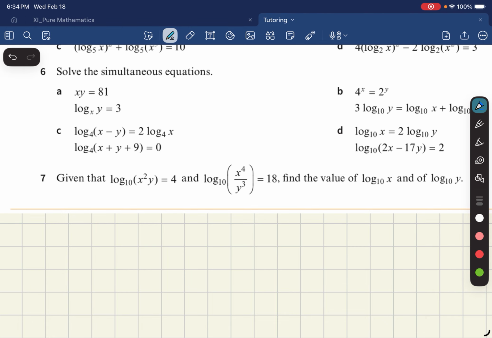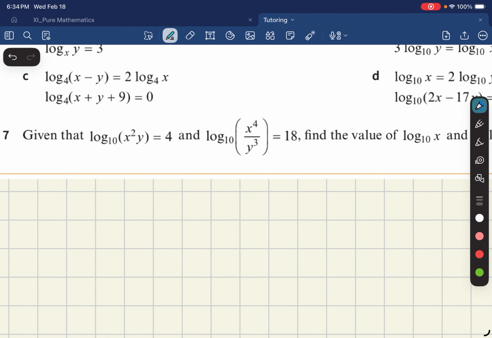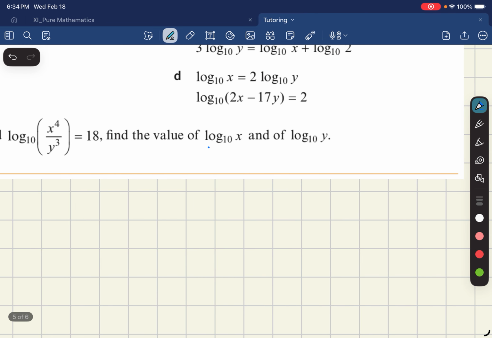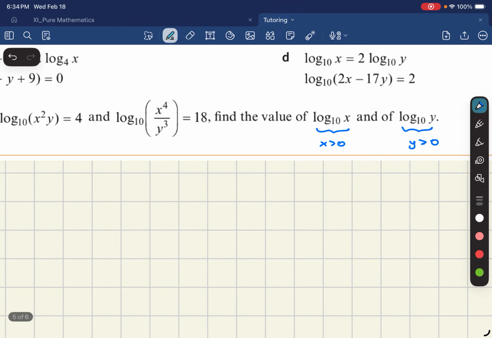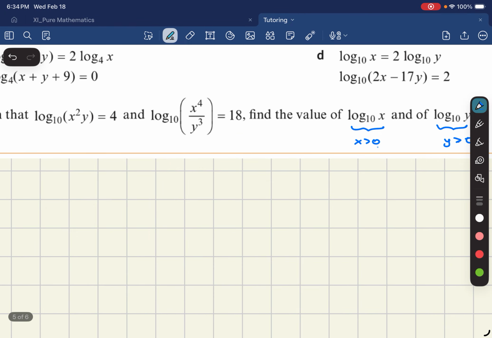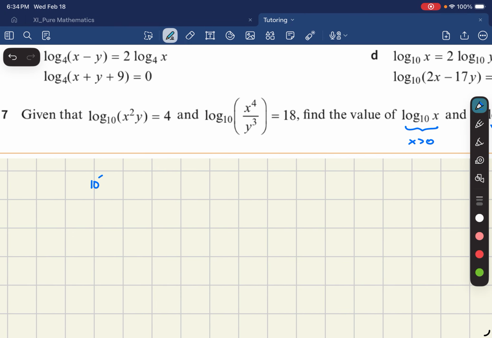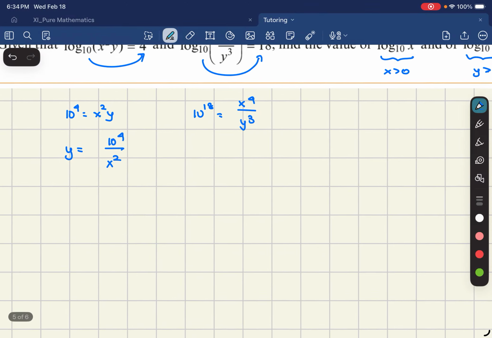So now we are going to solve question 7. Basically, from this part, we know that x has to be greater than 0, and this tells us that y has to be greater than 0. So now, keeping this in mind, we can solve. 10 to the power 4 is x squared y, and 10 to the power 18 is x to the power 4 over y cubed. From this, I know that y is equal to 10 to the power 4 over x squared. So that is the value of y.